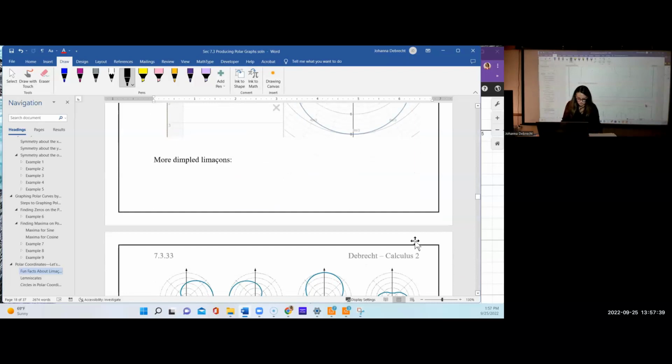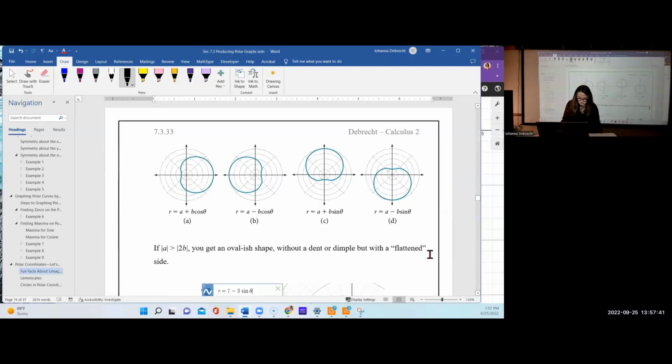Right? So here's another example of some dimpled limacons. And again, you see the same kind of pattern. If it's A plus B cosine of theta, it's oriented horizontally with the majority to the right of the pole. If it's A minus B cosine of theta, then the majority is to the left of the pole. If it's A plus B sine of theta, it's vertical and the majority is above the pole. And if it's A minus B sine theta, the majority is below the pole and it's oriented vertically.